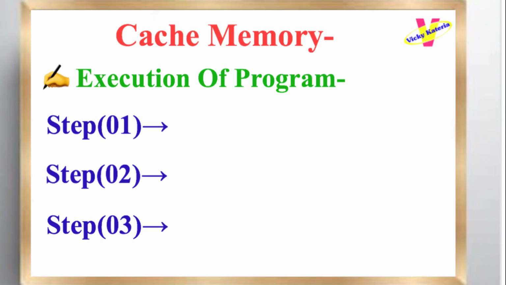Case 2. If the page containing the required word is not found in the main memory, a page fault occurs. The page containing the required word is mapped from the secondary memory to the main memory. Then, the page is mapped from the main memory to the cache memory. Then, the required word is delivered to the CPU.